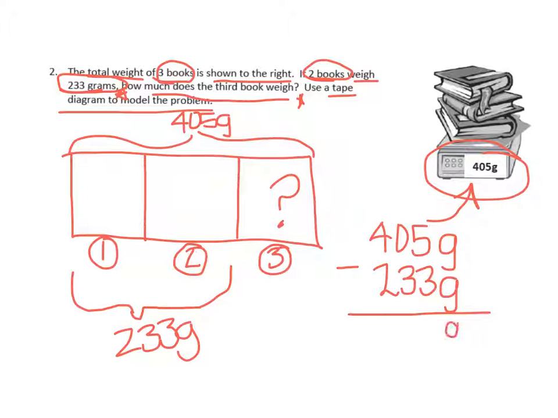First, I'm going to write my label. Go ahead and solve this one. Pause the video while you work and replay when you are ready. 5 minus 3 is 2. 0 minus 3 I cannot do, so I have to borrow from the 4, so it becomes a 3. I'm going to bring back a 10. 10 minus 3 is 7. 3 minus 2 is 1.